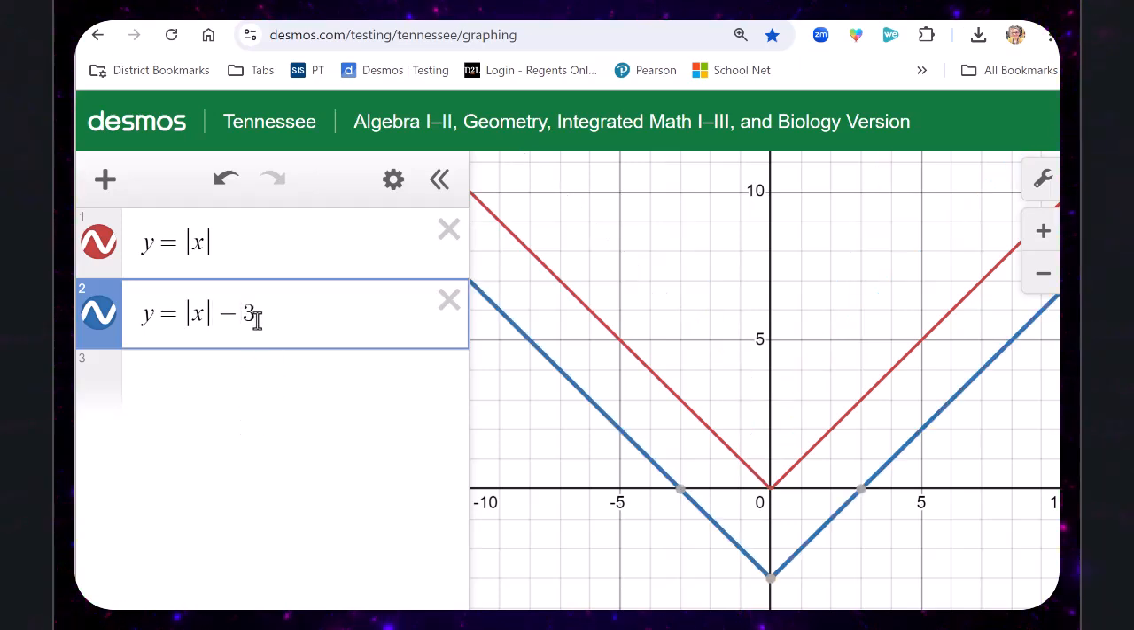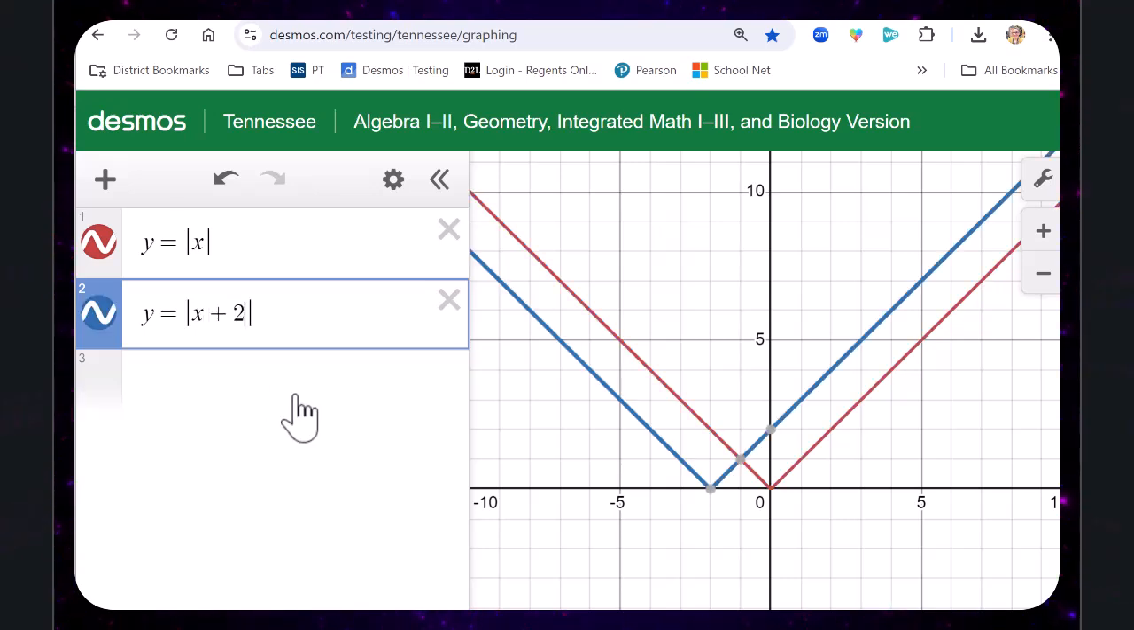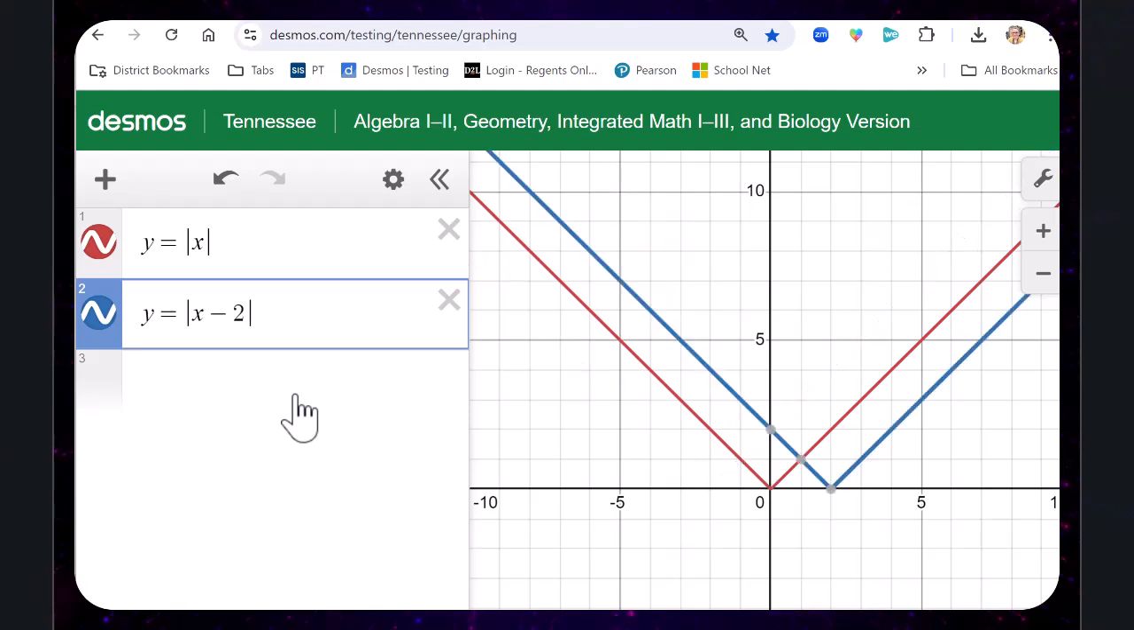Down 3 places. Okay, so instead of me adding and subtracting from the function, I'm now going to add and subtract from x. So what's going to happen if I add 2 to the x? It went left. So anything that affects the x is going to have that opposite effect. And once again, if I subtract 2, it's going to make it go to the right 2.